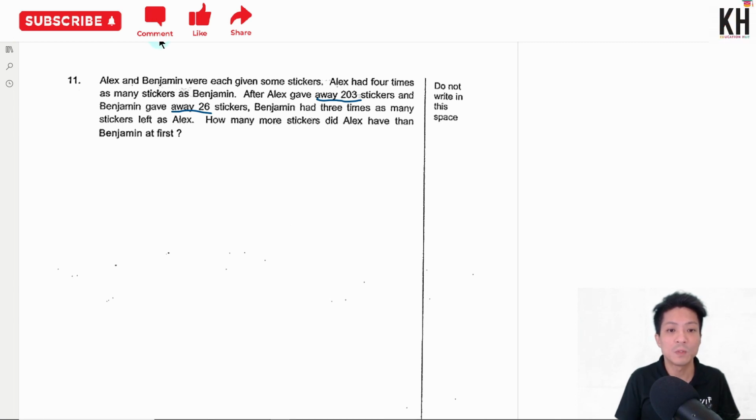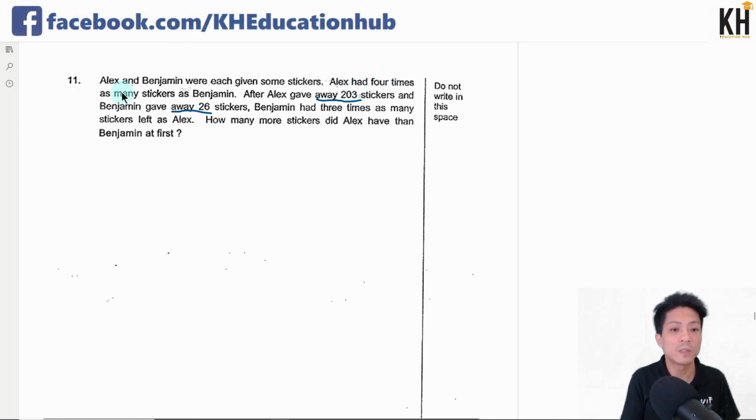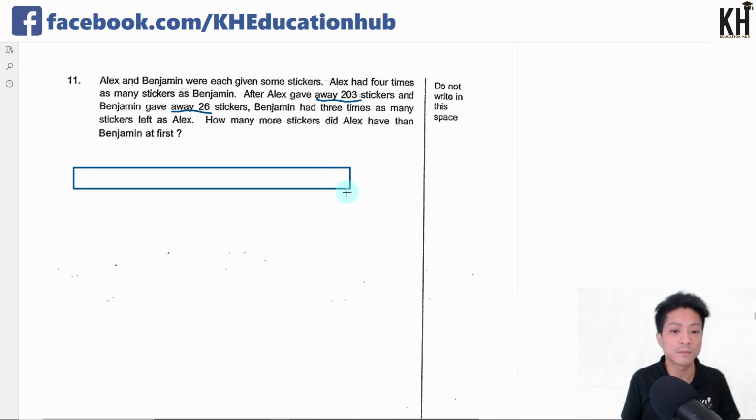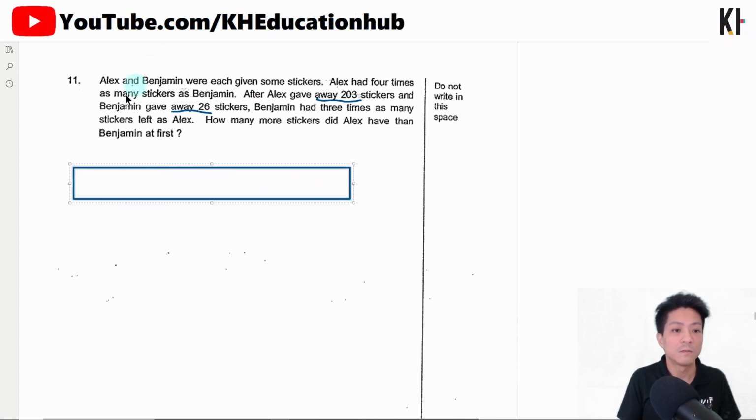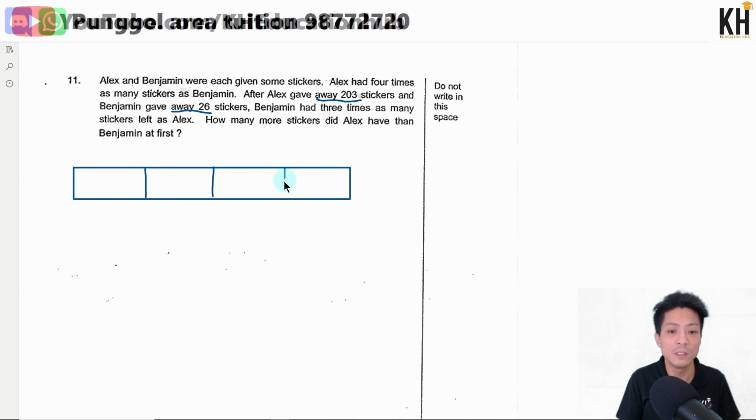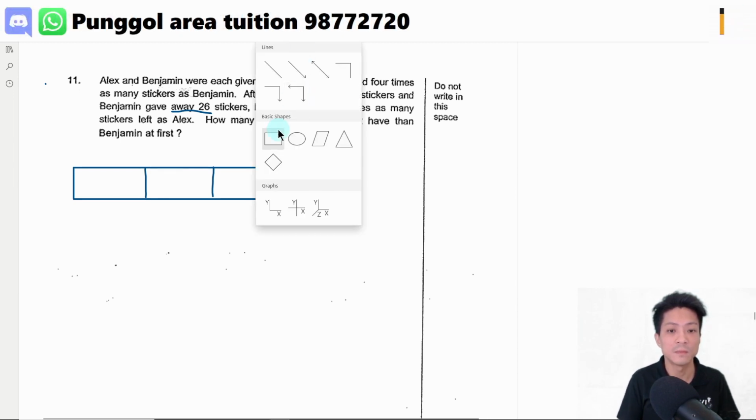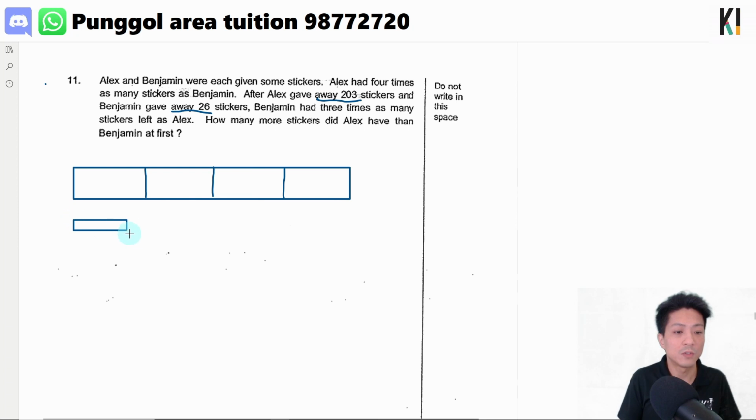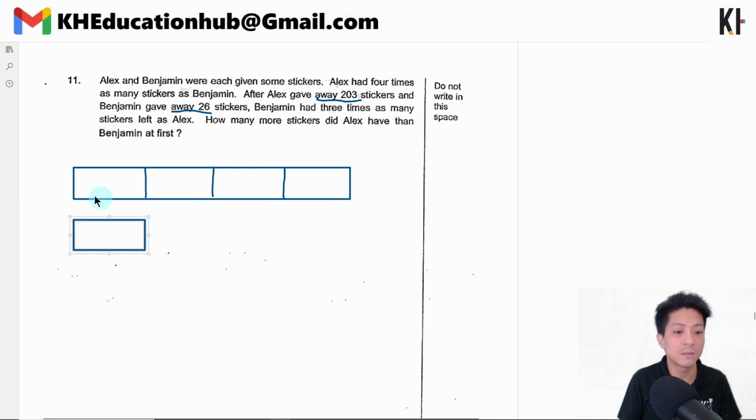Okay, so Alex and Benjamin were each given some stickers. Alex had 4 times as many stickers as Benjamin at first. I'm going to draw a big model, so I'm going to draw 4 times. I'm going to cut this into 4 first, and try my best to cut them up equally. Then I'm going to draw one block like this. This would be Alex, and this would be Benjamin.